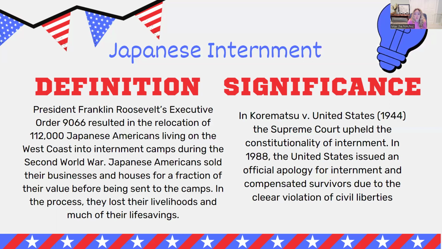This was upheld in the Supreme Court case of Korematsu v. United States in 1944. So once again, it shows that loophole where you're arguing that because of clear and present danger to the United States, you're upholding public safety, so you have to violate the Bill of Rights, and the constitutionality of this. Again, it's upheld by the Supreme Court because of that. In 1988, the United States will issue an apology for the internment, and compensation for survivors will be given because of the violation of civil liberties.